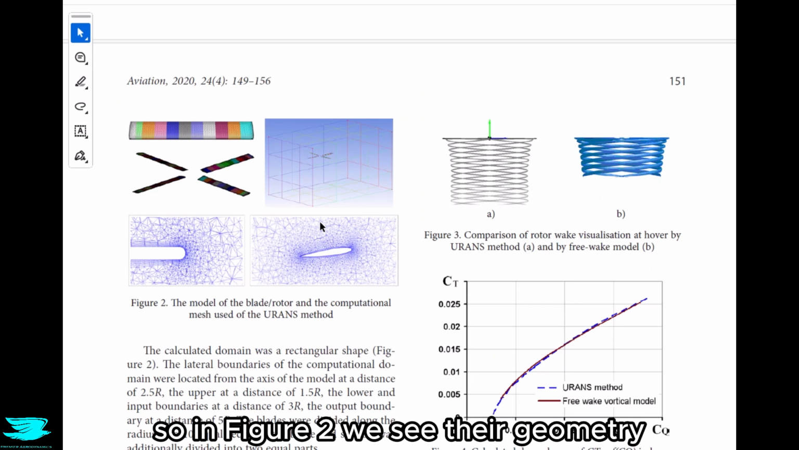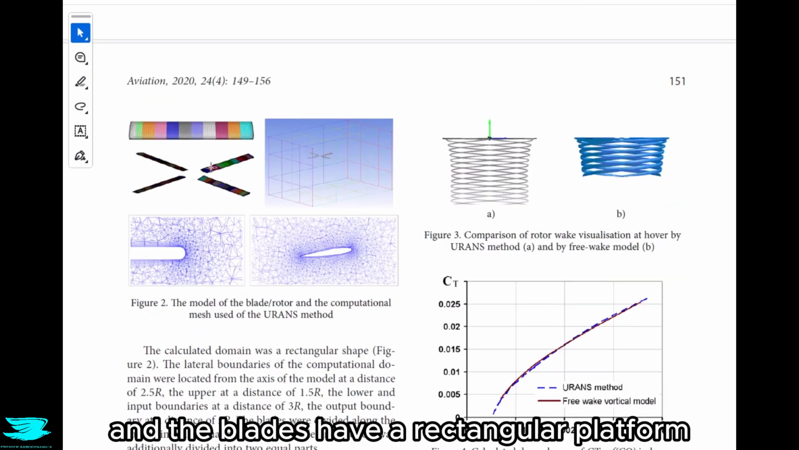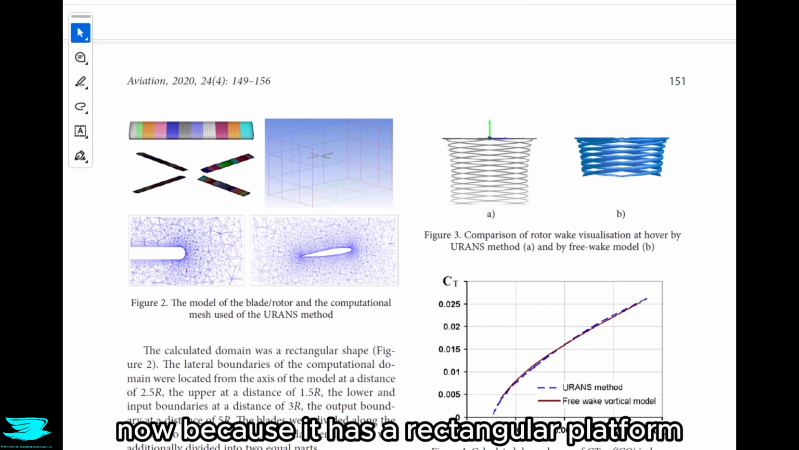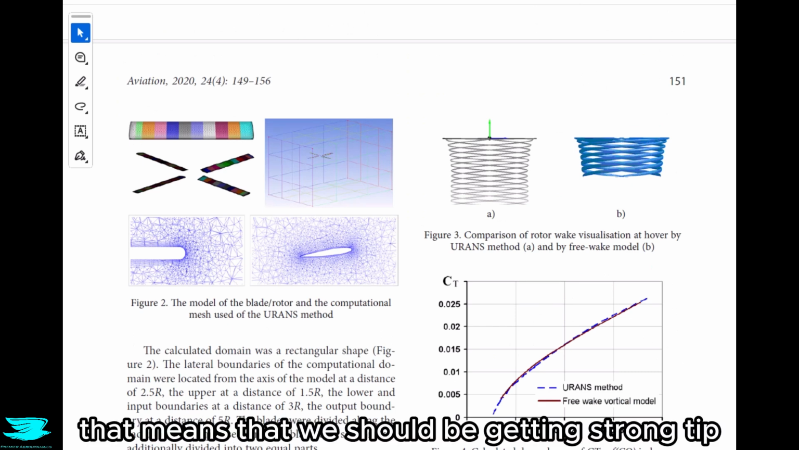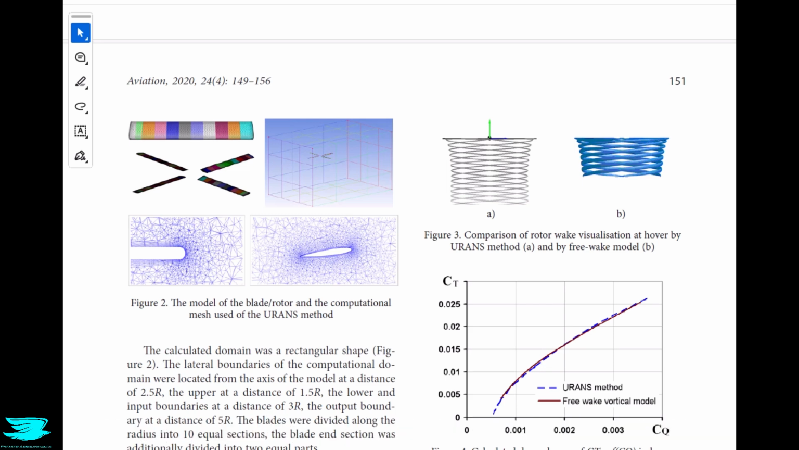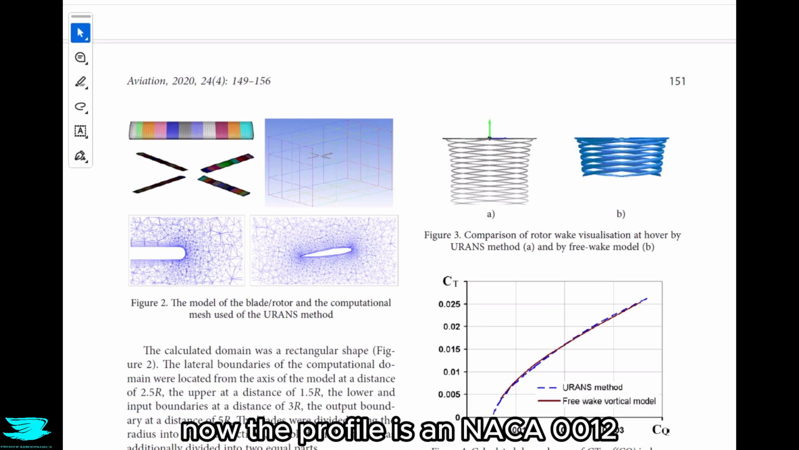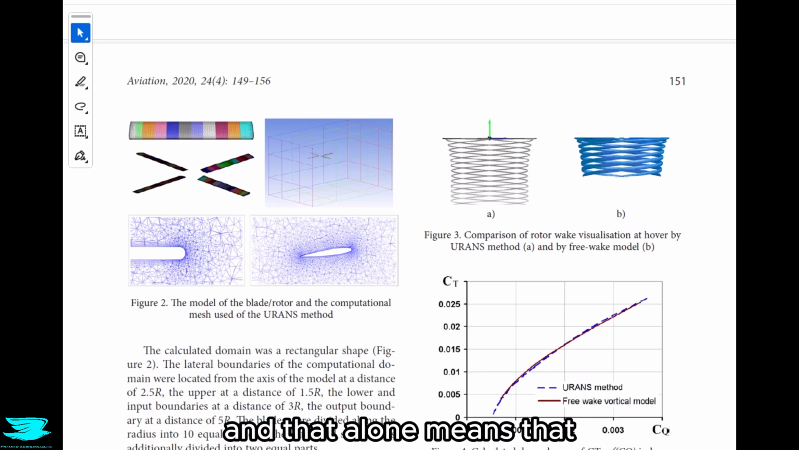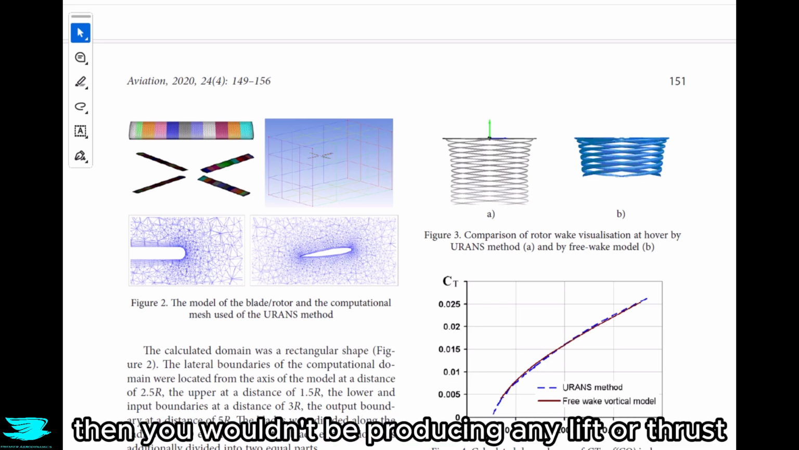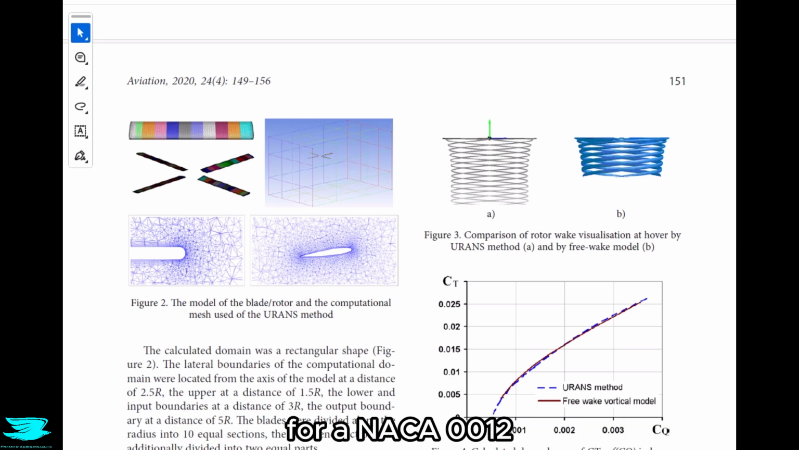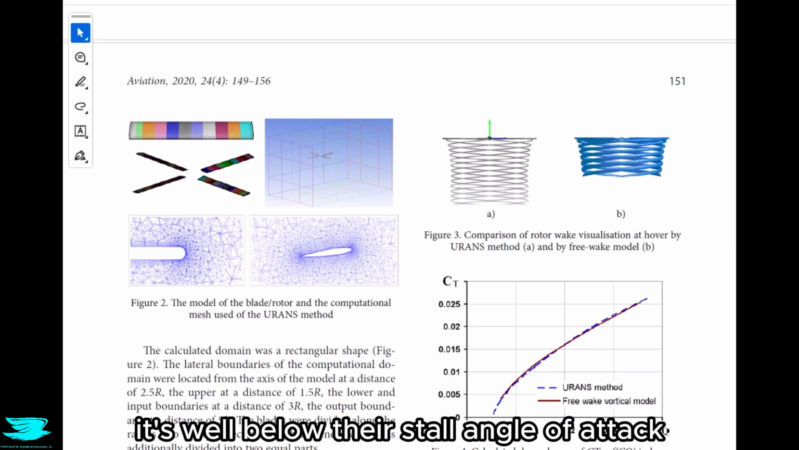So in figure 2, we see their geometry, and the blades have a rectangular planform on this top left figure. Now, because it has a rectangular planform, there's no taper. That means that we should be getting strong tip vortices, and we'll see later if that is the case. Now the profile is a NACA 0012, which means that it's symmetrical and has a maximum thickness to chord ratio of 12%. And that alone means that if you didn't pitch the blades, then you wouldn't be producing any lift or thrust. So the authors pitched them to 8 degrees, which is a fairly moderate angle of attack for a NACA 0012. It's well below the stall angle of attack.